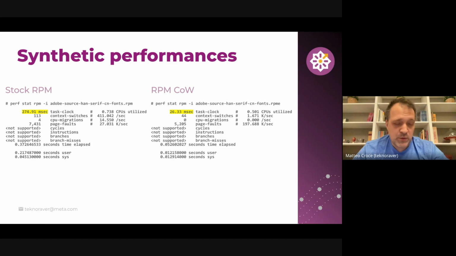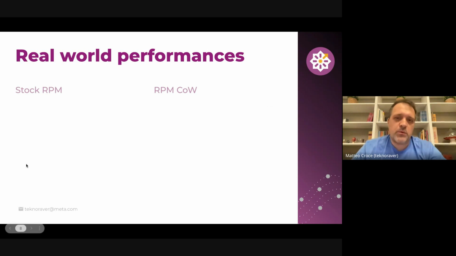Anyway, this is not a real life test because when we install a package, we don't use RPM directly. We use DNF, and most of the time we also download the package from the network. And also because in this case I was assuming that the package was already transcoded. So we also have some real world performance tests.